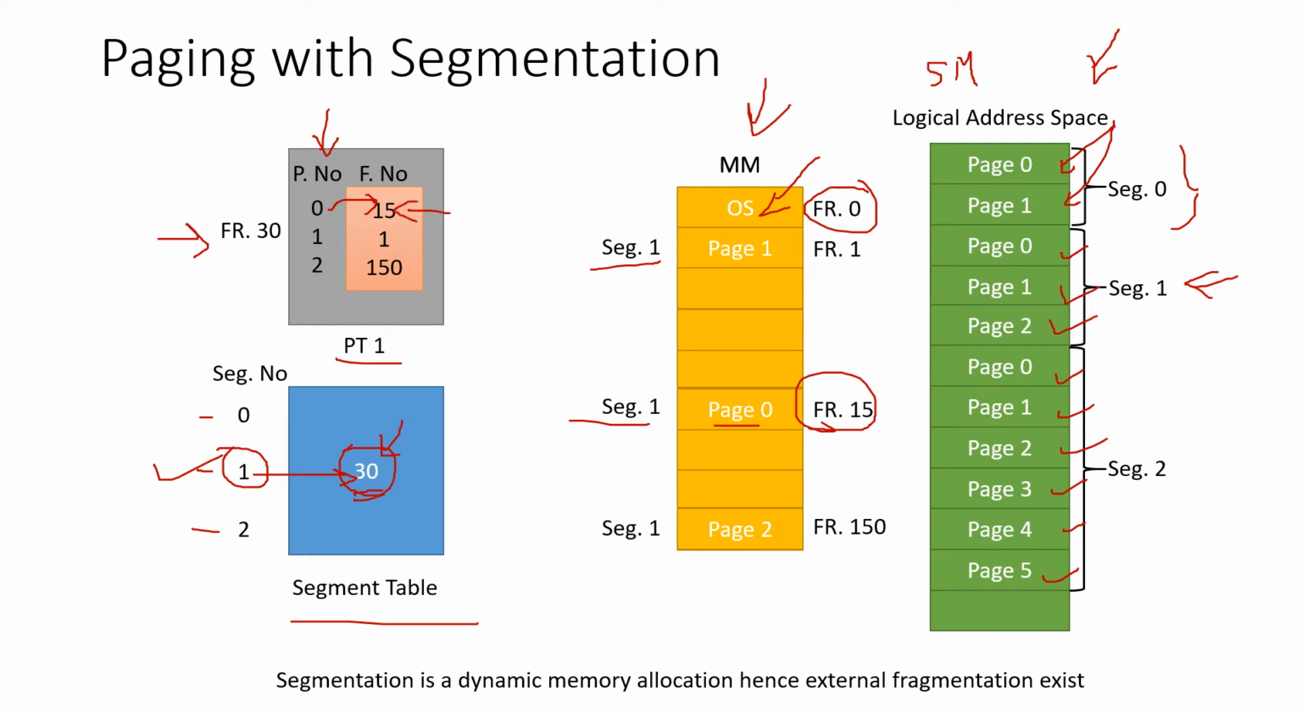Now second is what? Segment 1, page number 1 is stored in frame number 1. Now segment 1, page number 2 is stored in frame number 150. So where is it stored? It's here. Segment 1, page number 2 is stored in frame number 150. So this is how it works. Each segment will have its own page table, and which is stored in main memory.